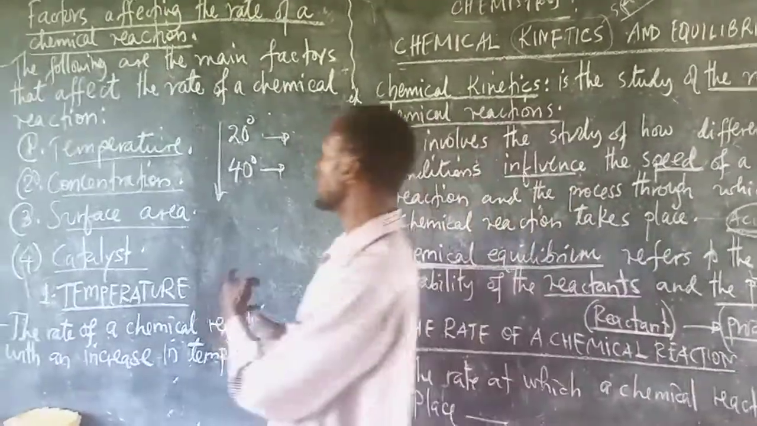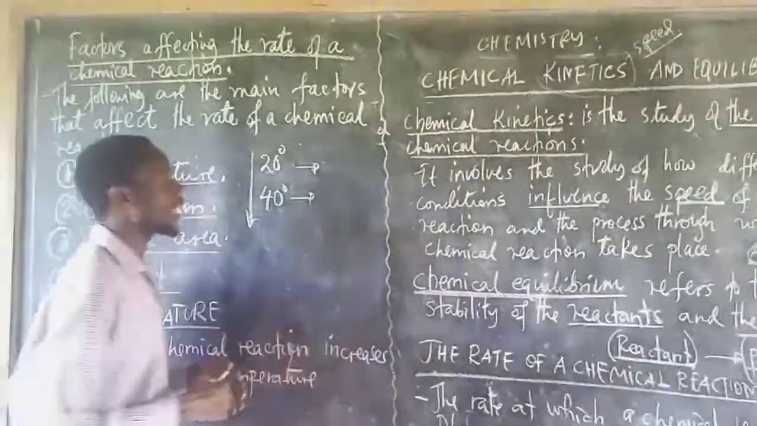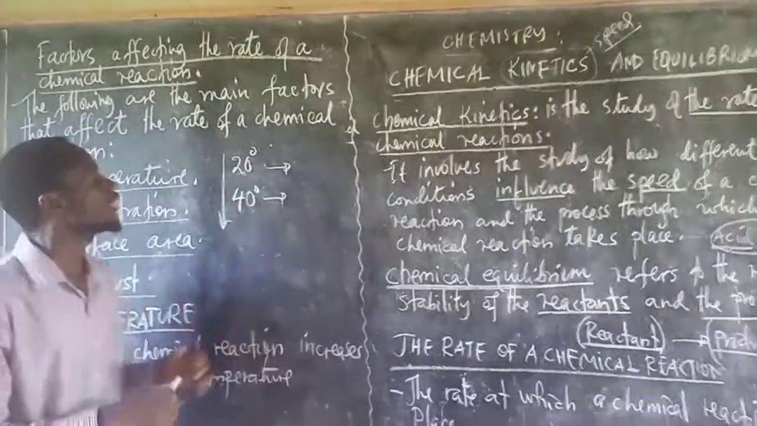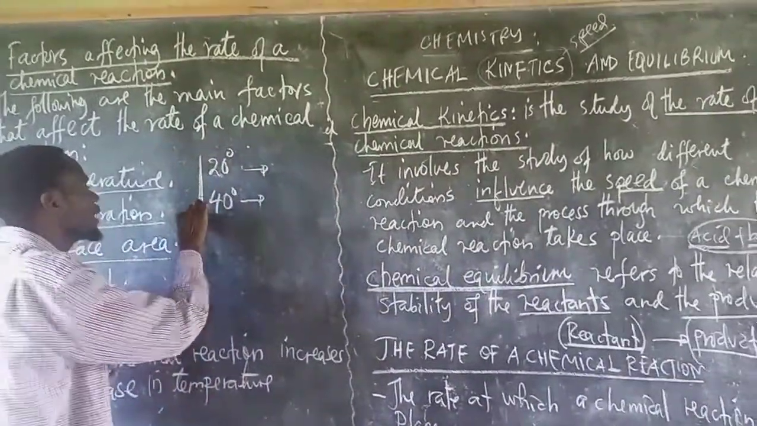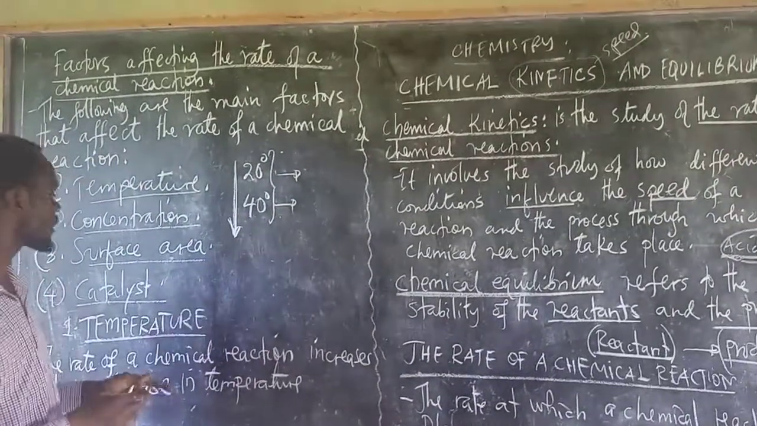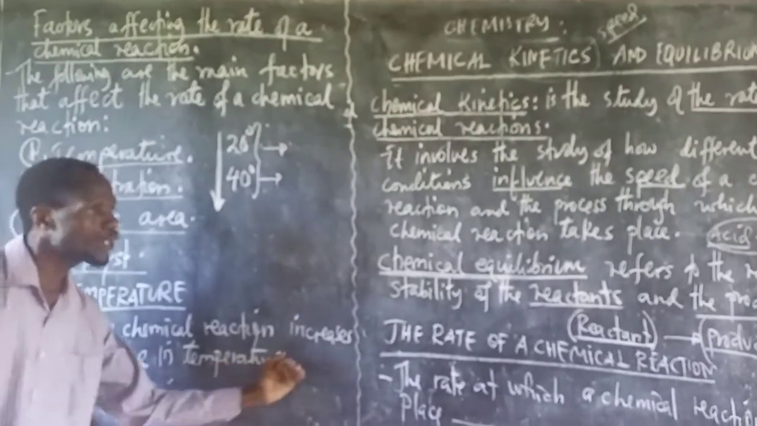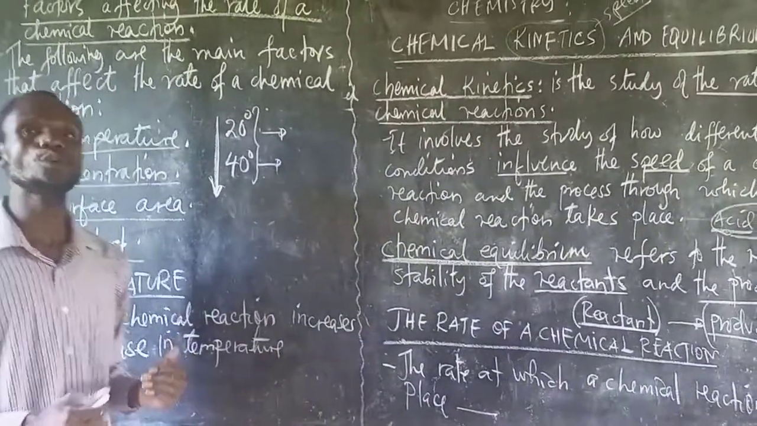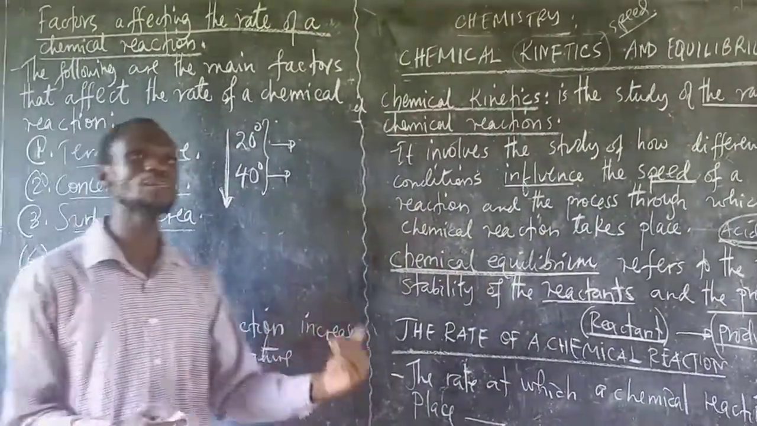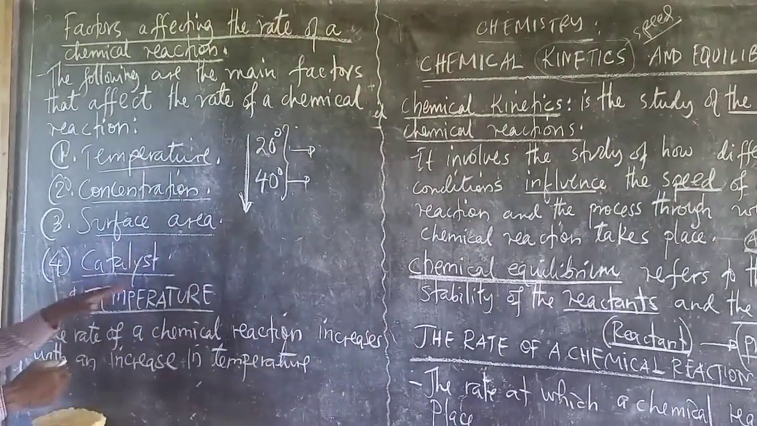And that is why whenever you are doing a reaction in the laboratory, we are having a Bunsen burner, we are having cooking stoves and so forth, so that we may increase the temperature. And once you are increasing the temperature, it means you are increasing the rate of the chemical reaction. It means that you will take a short time to complete the reaction. Therefore, you will save time. Saving time is something very important when you are learning about the rate of chemical reaction.